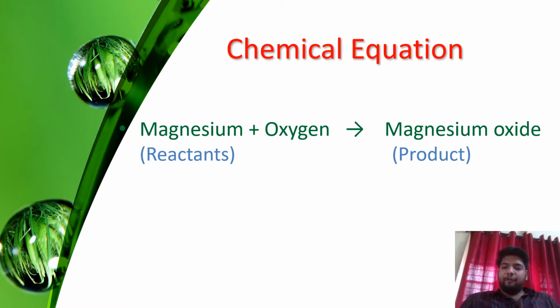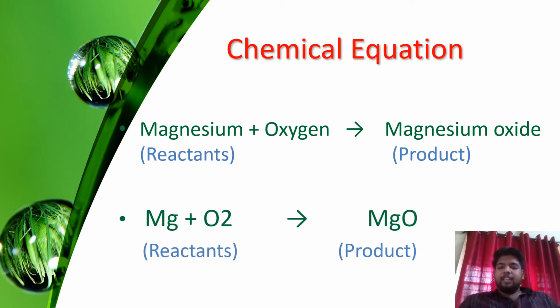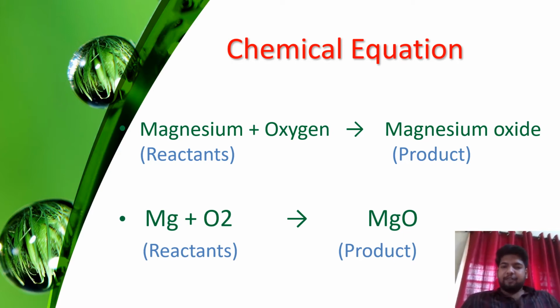So this is a word equation. We can also use symbols in place of names. In place of magnesium we use Mg, and in place of oxygen we use O2, and the newly formed product magnesium oxide we can write as MgO. So when Mg reacts with O2 it forms MgO. Here there are two reactants, Mg and O2. As you can see, Mg and O2 are written on the left hand side and MgO is written on the right hand side.